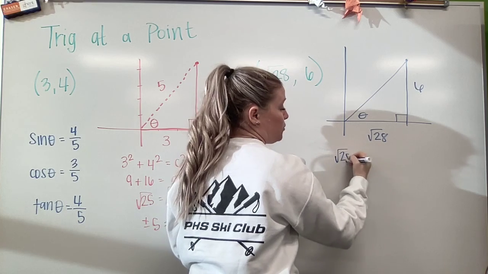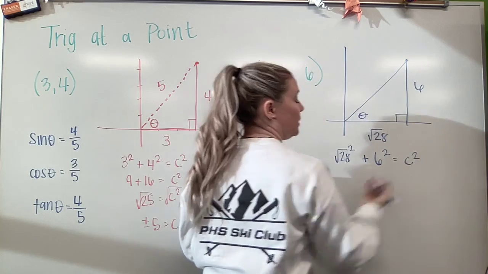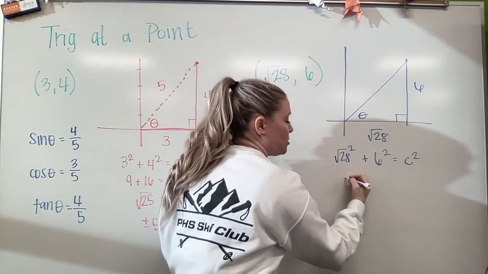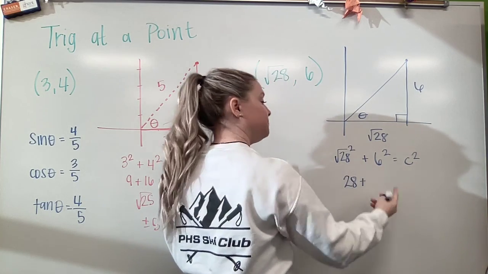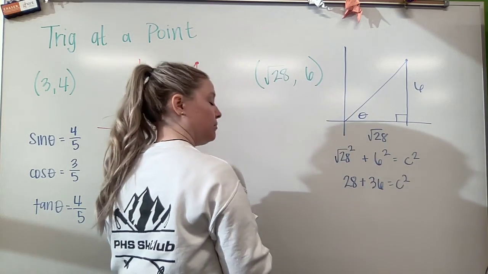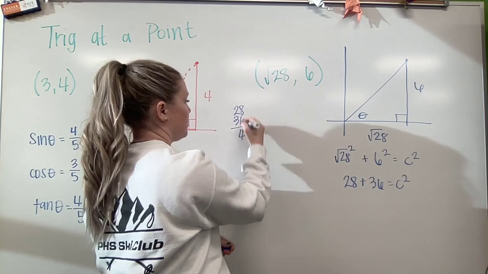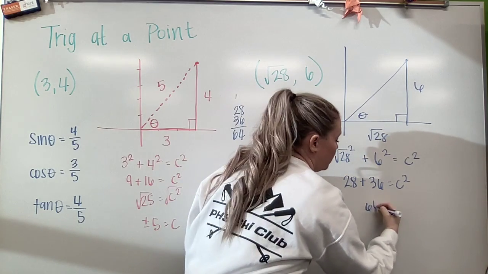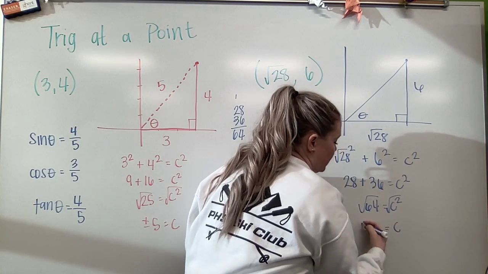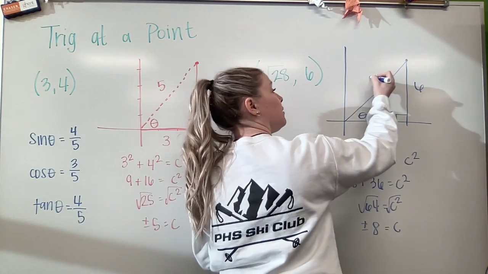So I need to know my hypotenuse. So I take the square root of 28 squared plus 6 squared equals c squared. Square root of 28 squared is just going to cancel that square root, so I get 28. 6 squared is 36, and I get c squared. So 28 plus 36 here, that's 64. And I square root both sides. C is plus or minus 8. Again, I'm going to ignore the negative because we're talking about a distance.